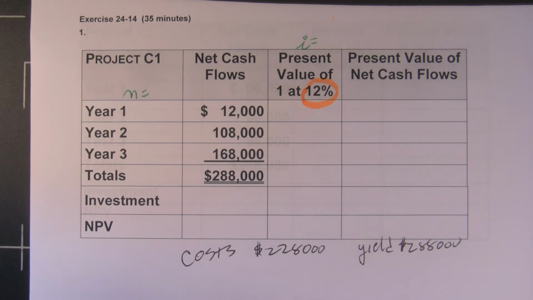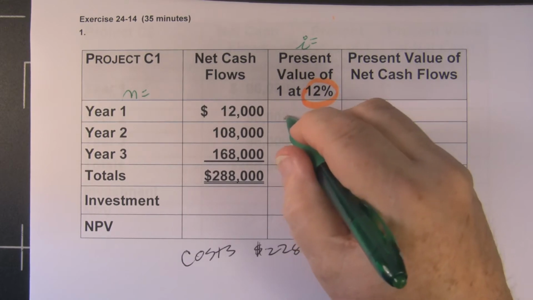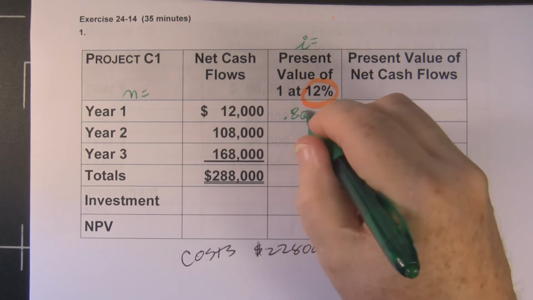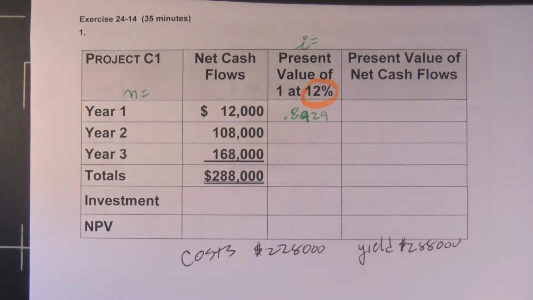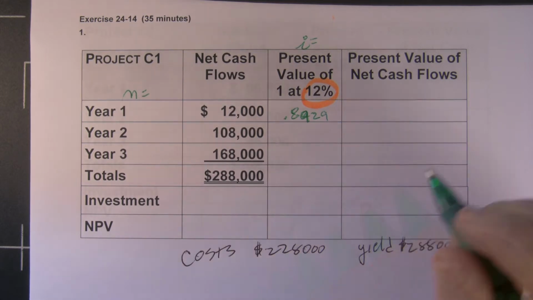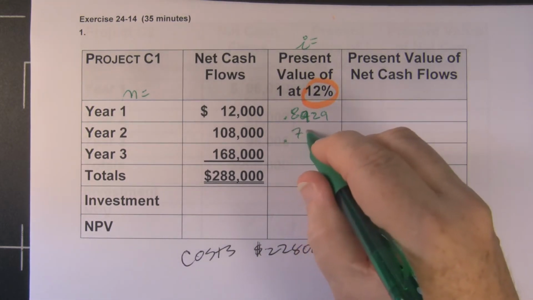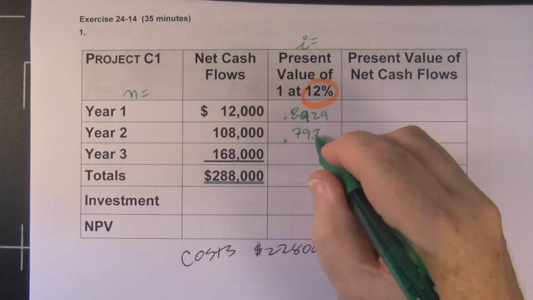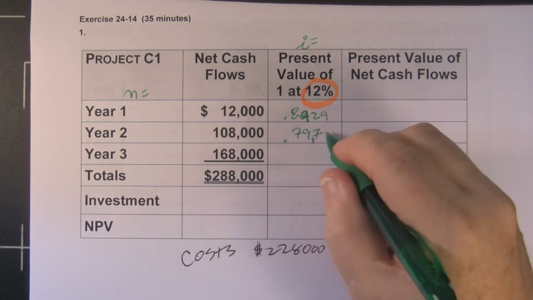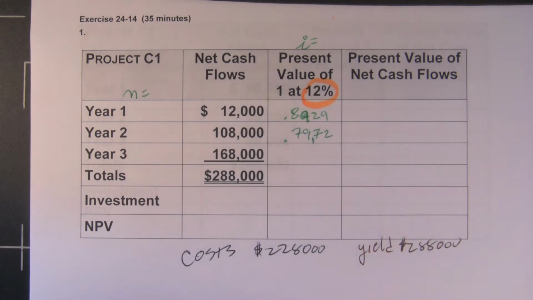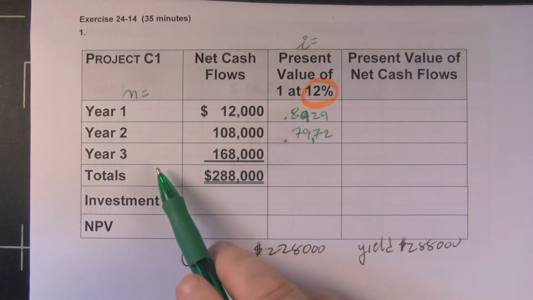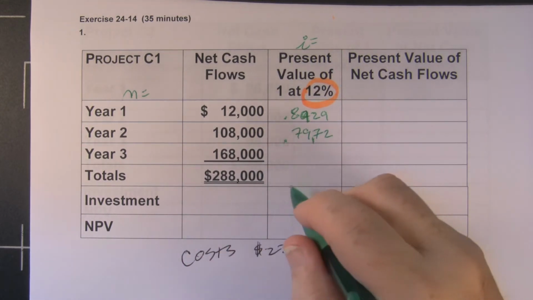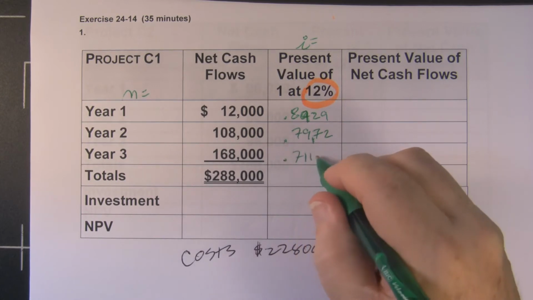for year 1 at 12%, we come up with 89.29. For year 2, N equals 2, I equals 12, we come up with 79.72. That's not a decimal point, it's just a blob. And year 3, present value of a sum, N equals 3, I equals 12, is 0.7118.